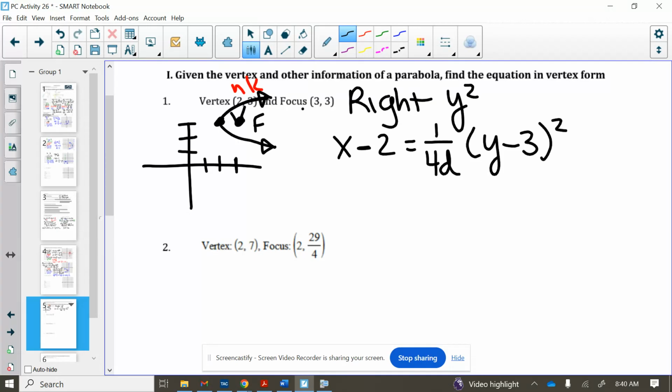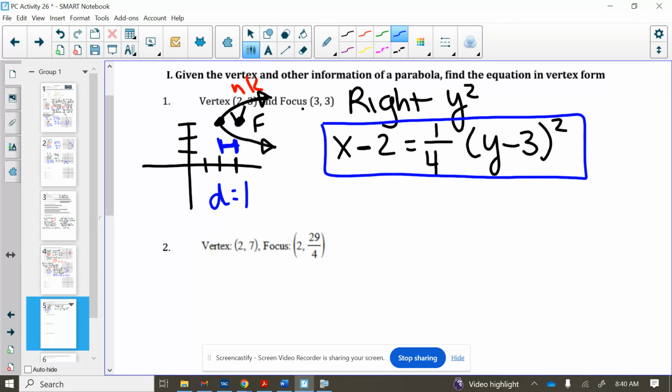value, quantity squared. Now the parameter d this time is always that distance between the vertex and the focus. So in this case, it only had to move over 1 unit. So basically we are plugging in 1 for our parameter d, which 4 times 1 is just 4. So our final answer just ends up being that piece that we had before with 1 plugged in for parameter d.